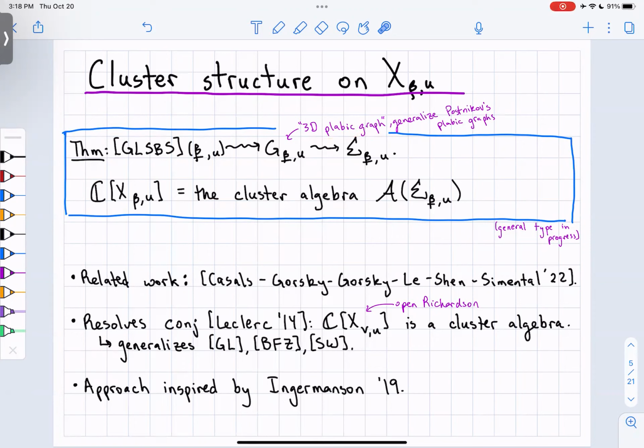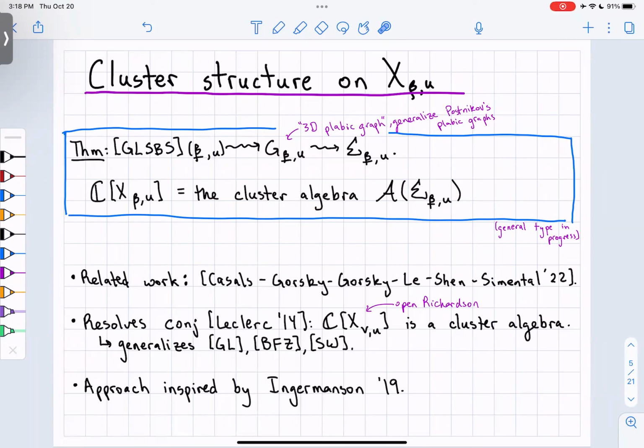Okay. There are a couple of things I should say before telling you what a cluster algebra is. The first thing is, this is a type A result. We've got general type work in progress. Another very important thing to say is there's another group of mathematicians, Casals, Gorsky, Lee, and Simental, who have a similar result. They also show that this coordinate ring is a cluster algebra, but the combinatorial objects they use to obtain this seed are very different, and we don't know how they relate to ours. So our techniques are quite different.